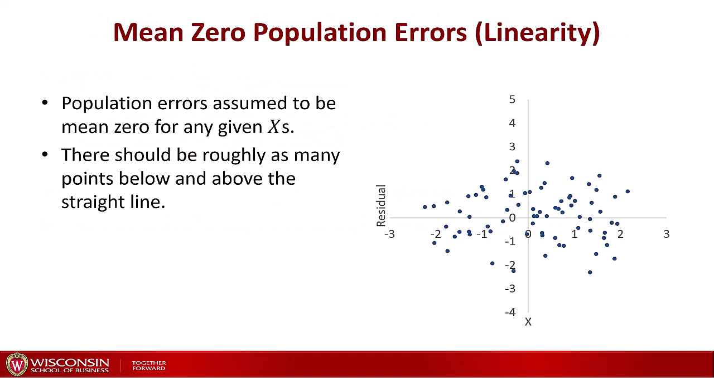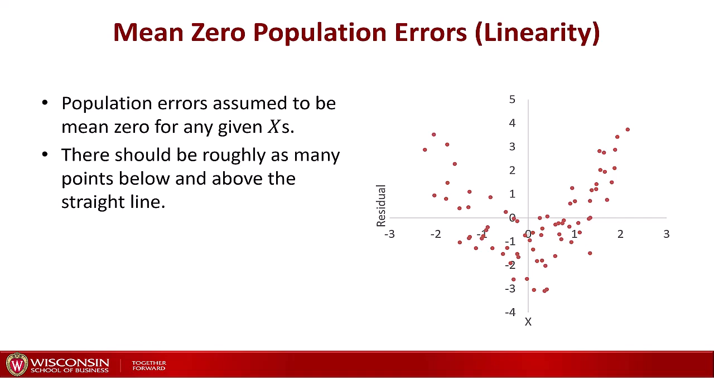Let's look at the linearity assumption. It says that the population errors should have a mean of 0 everywhere on the x-axis. That means that there should be roughly as many points below and above the line of best fit. If you look at the graph on the right, you can see that we can get a line, and there are roughly as many points above and below the line everywhere on the graph.